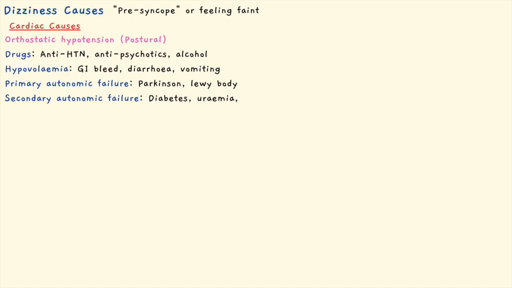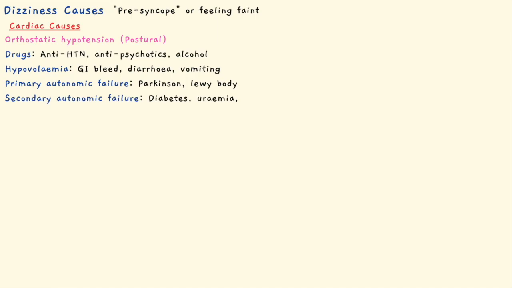We'll start off by talking about the cardiac causes. Commonly, this is due to orthostatic hypotension, or commonly known as postural hypotension. So when you sit up, they may feel dizzy. This is commonly due to drugs such as antihypertensives, especially diuretics. Antipsychotics is also another possible medication, as well as alcohol.